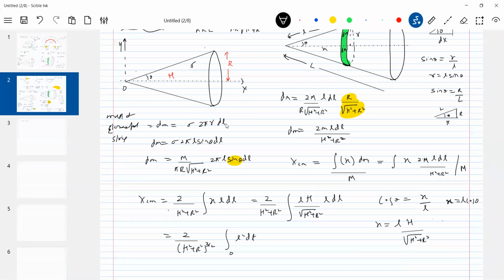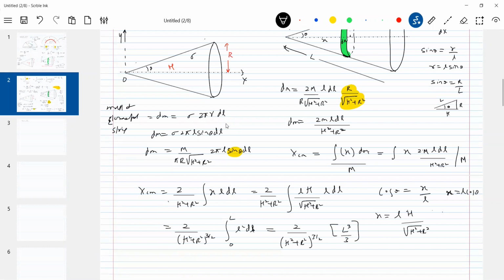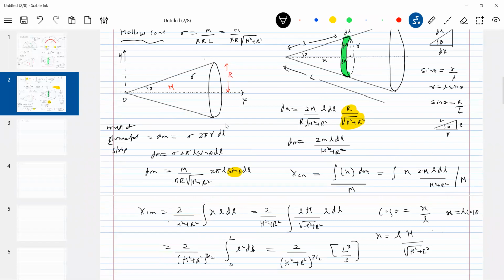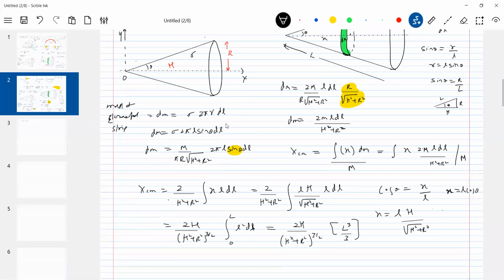What should be the limits? 0 to capital L. Any method you can follow. So 2 h square plus r square to the power of 3 by 2, this will become L cube by 3. Sir, you missed one h in the numerator. One h, where has it gone? Here. Now substitute all this. Finally, xcm should be equal to 2h by 3.